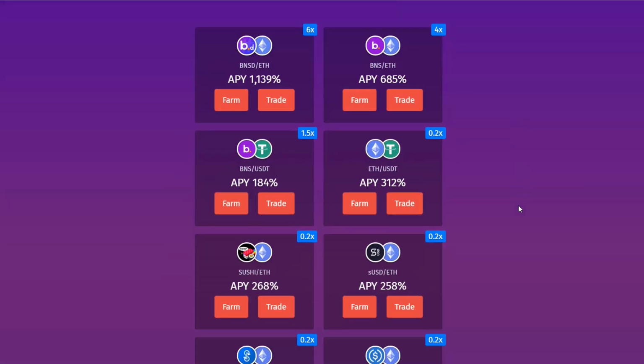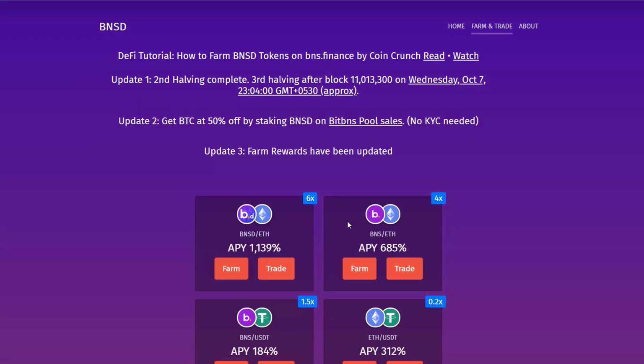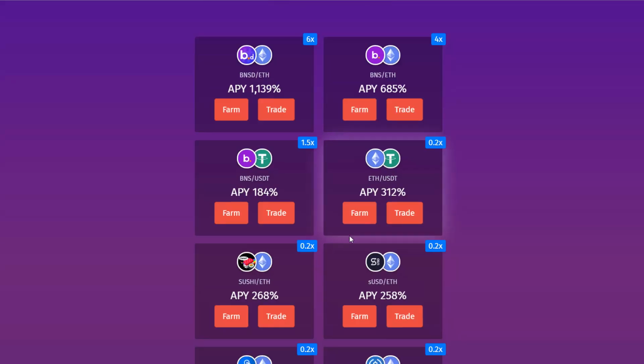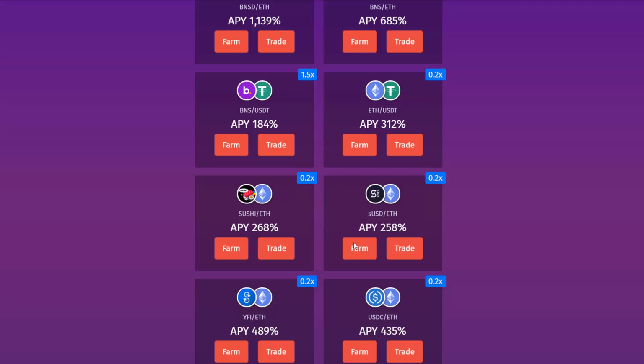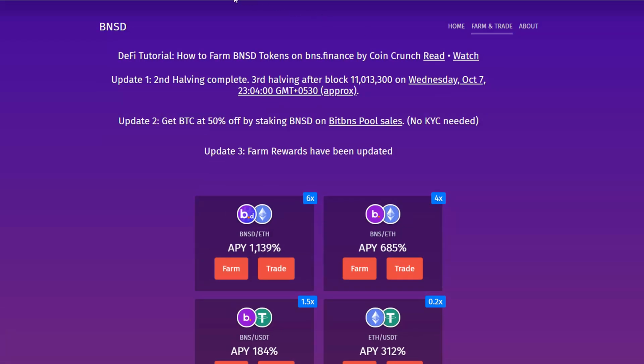So again, I'm not in this, but the APIs are not ridiculous. They're just, you know, half decent. Once you get to ridiculous APIs of 11,000, it's just going to be a pump and dump. People just leave, okay? So I'll put the links below.